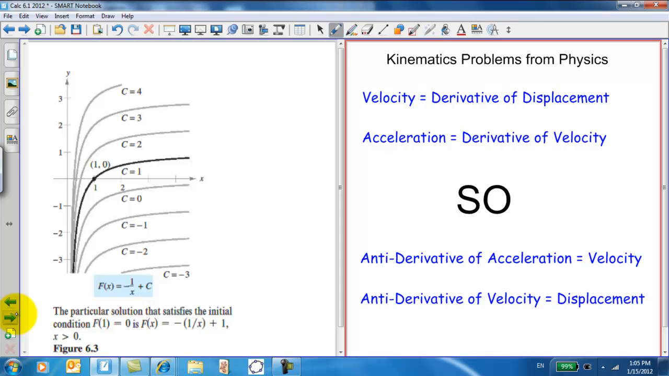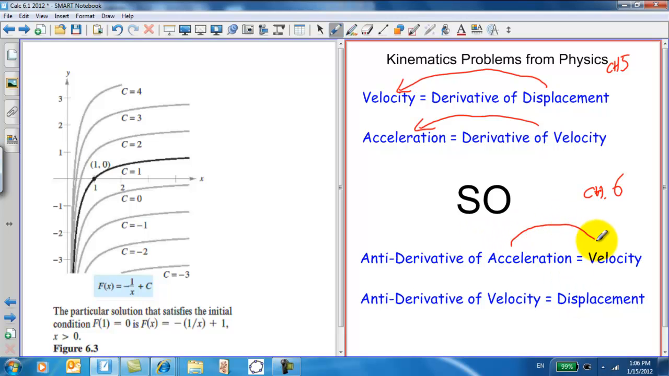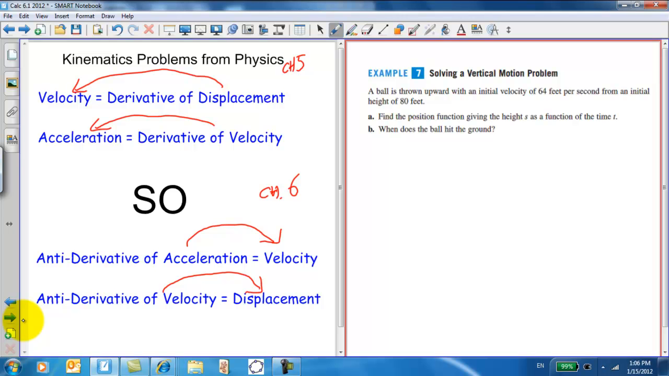So, now on to kinematics problems from physics. Remember how velocity was the derivative of displacement? And acceleration is the derivative of velocity? And that's what we did in chapter 5. When we were doing applications, we'd start with displacement, do its derivative, and get velocity. Once you had velocity, you could figure out acceleration. Now in chapter 6, to get at displacement, you're going to start with the acceleration, do its antiderivative, and get the velocity. And once you have velocity, you can do its antiderivative to get displacement. And you'll need some initial conditions on all these. And sure, that's what we have here.